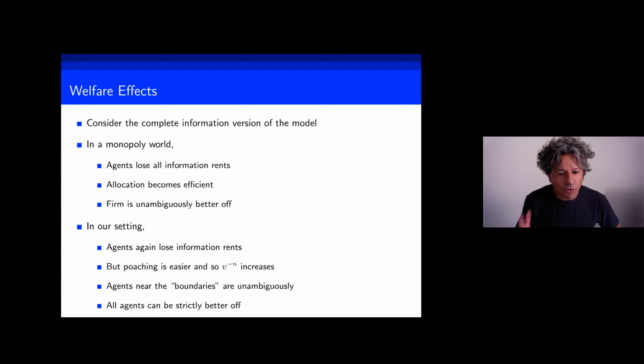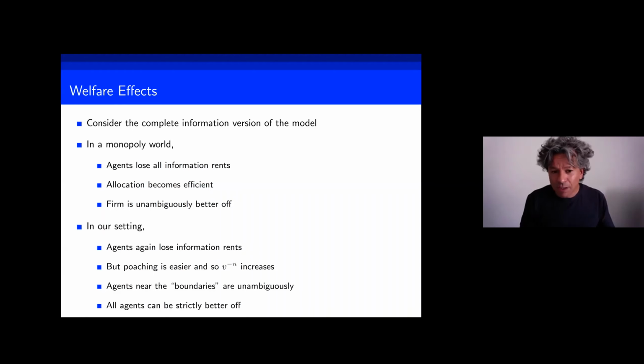So I'll skip the outline of the proof of sufficiency and the outline of the proof of existence. In the minutes that I have left, I will focus on two applications. The first one is welfare effects, and the second one is mergers. And so here's the basic idea of welfare. We consider the complete information version of the model and compare how welfare, for instance, of different types are affected by complete versus incomplete information.